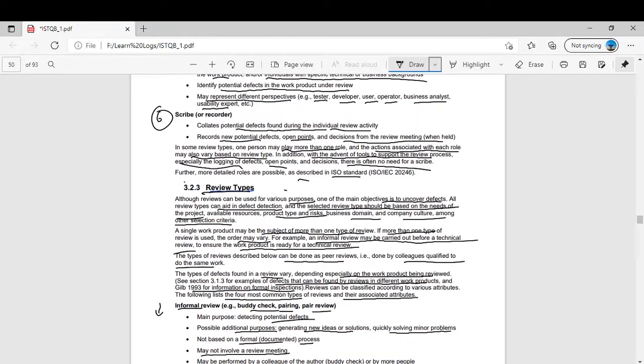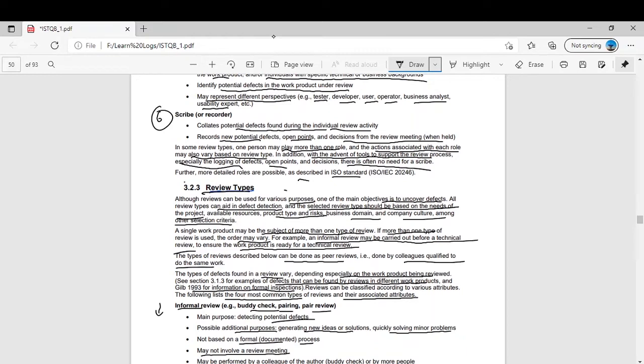It will be like this. We will be starting from the informal review, which is the most informal, and then we will go down step by step. It will become more formal. So review types: although reviews can be used for various purposes, one of the main objectives is to uncover defects. All review types can aid in defect detection, and the selected review type should be based on the need of the project, available resources, product type and risks, business domain, and company culture, among other selection criteria.